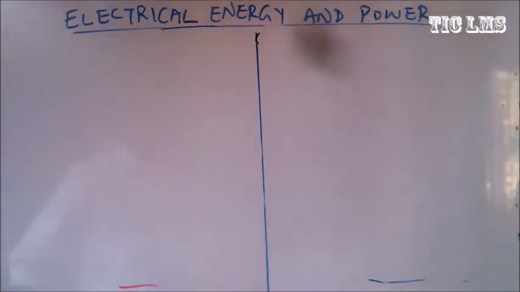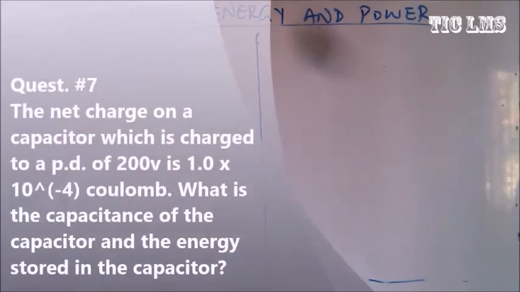This question says the net charge on a capacitor which is charged to a potential difference of 200 volts is 1.0 times 10 raised to the power minus 4 coulomb. What is the capacitance of the capacitor and the energy stored in the capacitor?